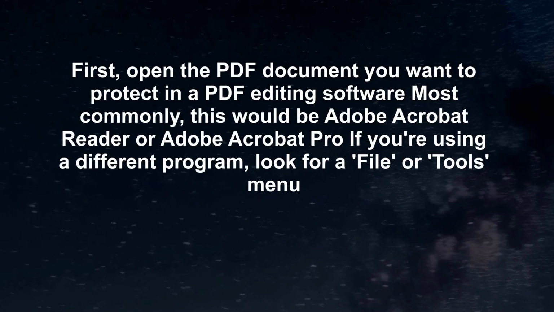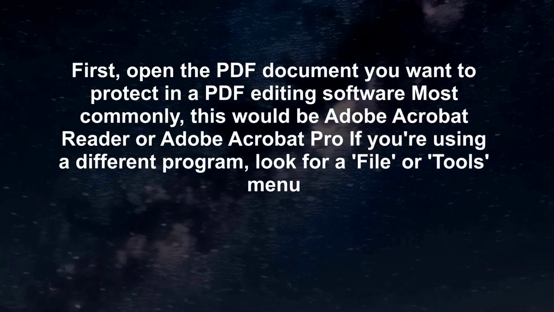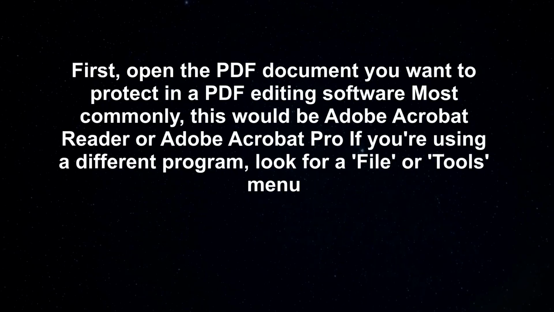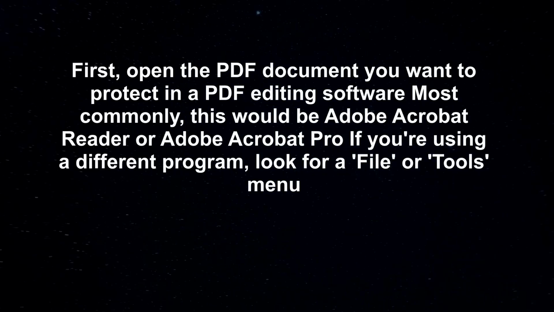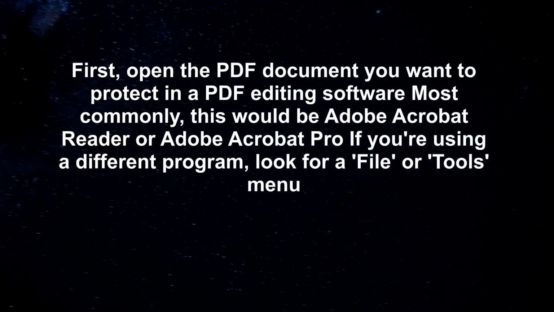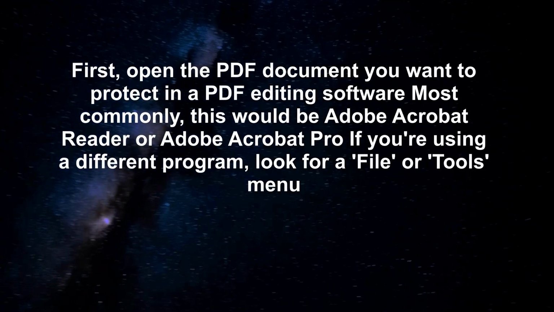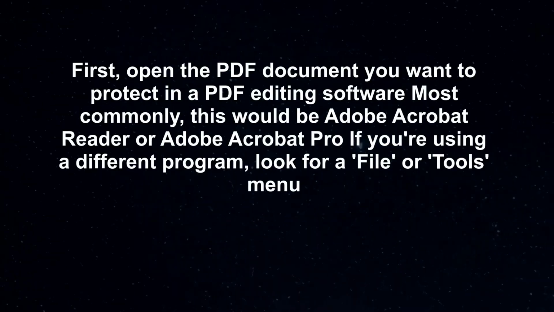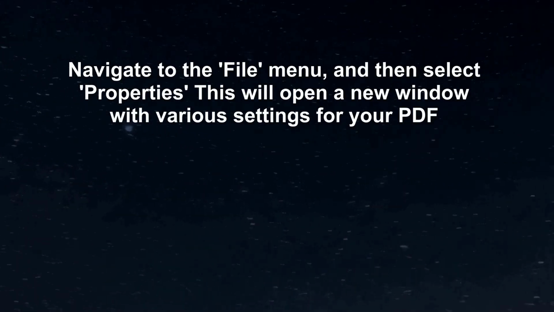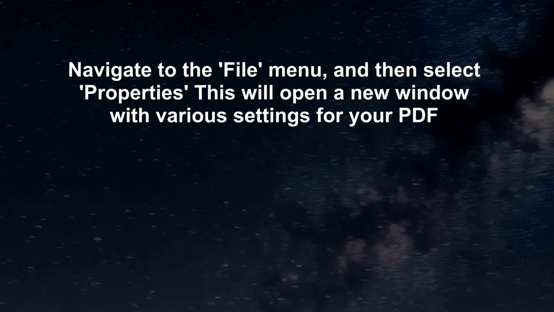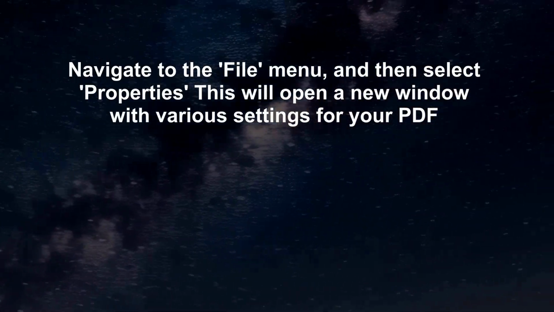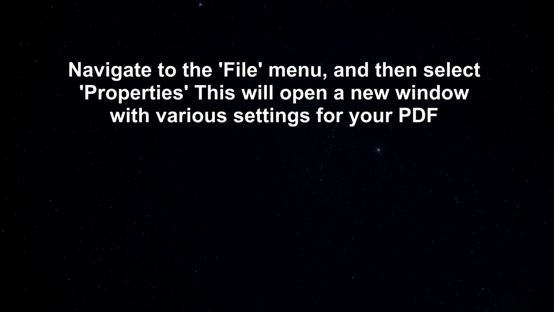First, open the PDF document you want to protect in a PDF editing software. Most commonly, this would be Adobe Acrobat Reader or Adobe Acrobat Pro. If you're using a different program, look for a File or Tools menu. Navigate to the File menu, and then select Properties. This will open a new window with various settings for your PDF.